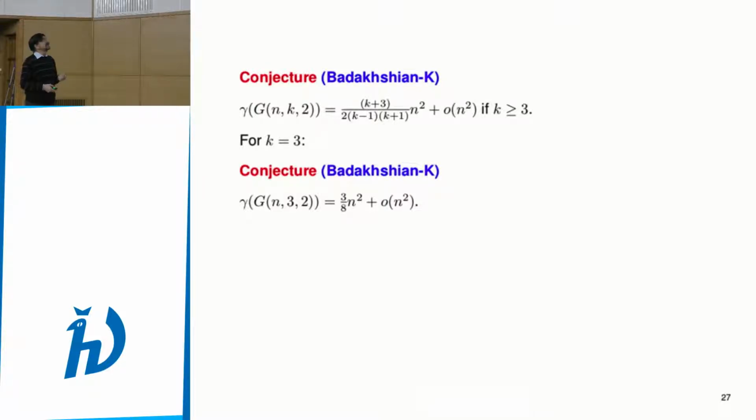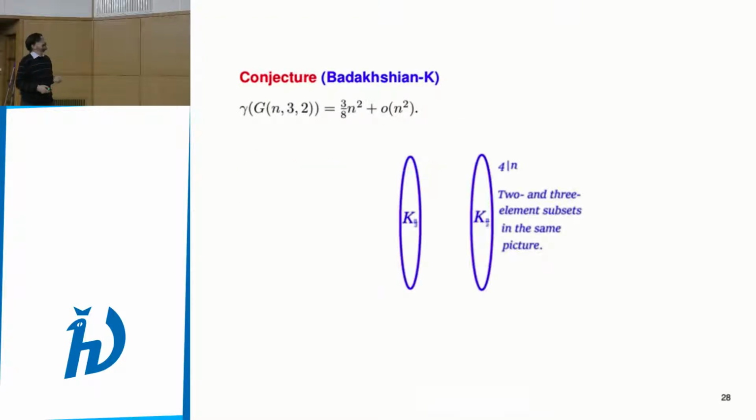I see. Okay, so if you plug in 3 here, then it will be 6 over 16, which is 3 over 8. And so in this special case, we had another special case of this conjecture. And now I show the construction for this case.